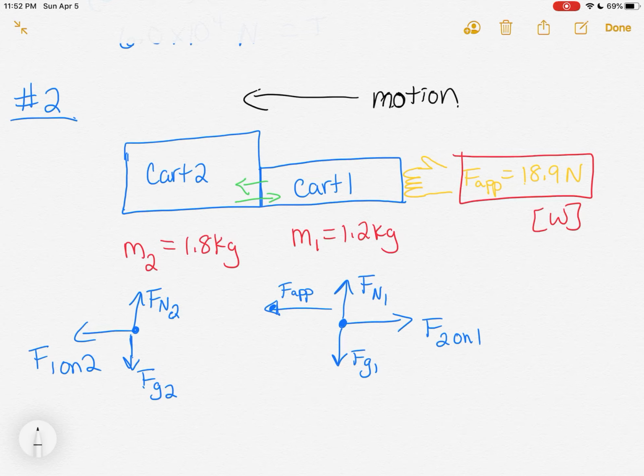Okay, so we are trying to find the acceleration on each cart, which means we can actually look at the entire system together, and we can find the acceleration for everything.